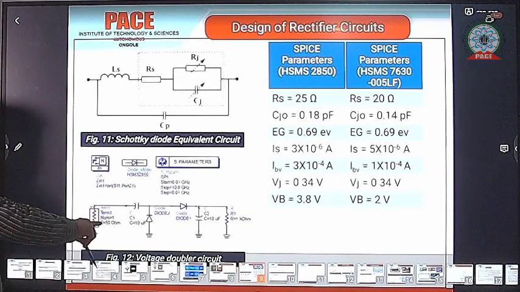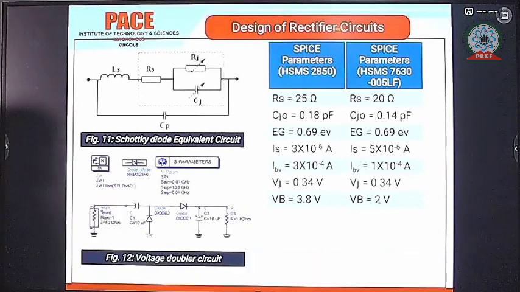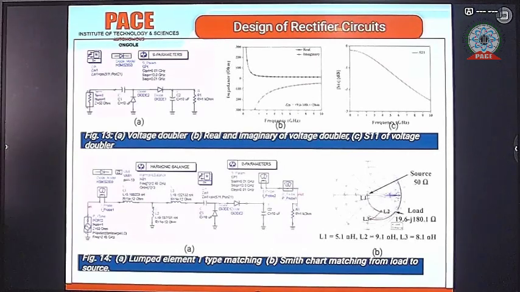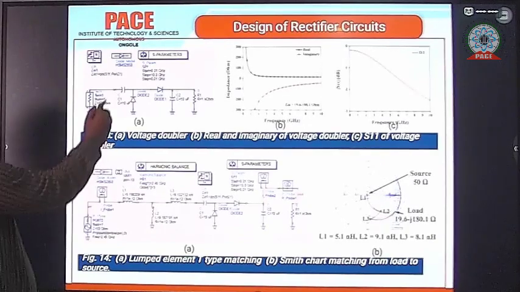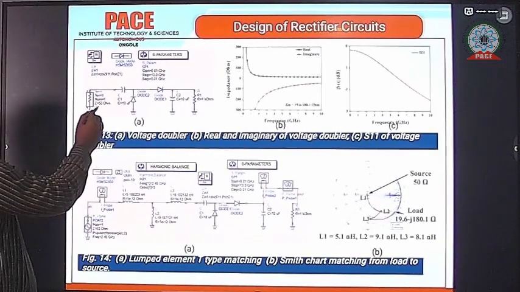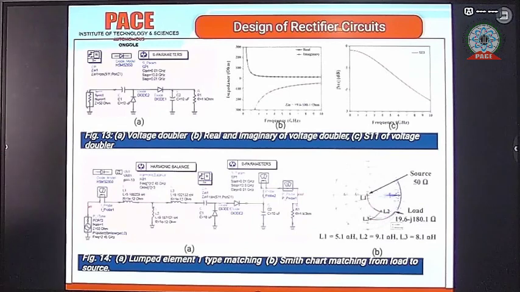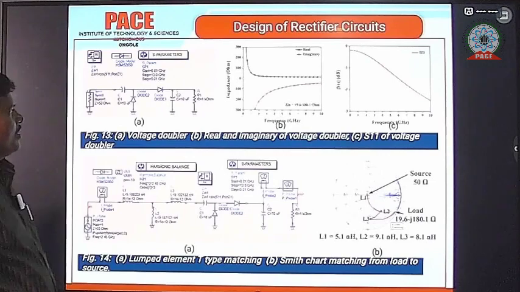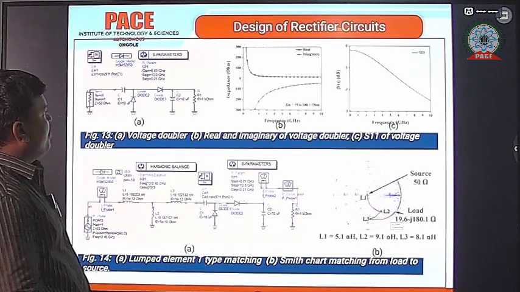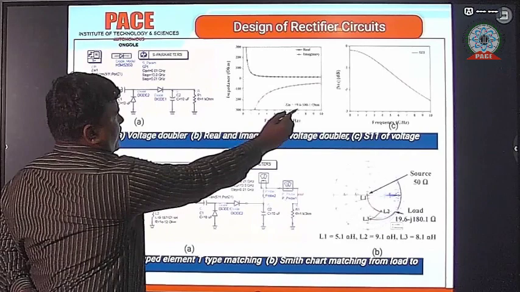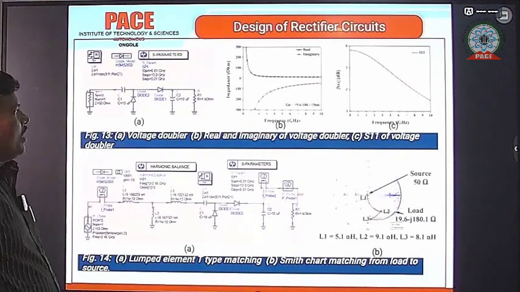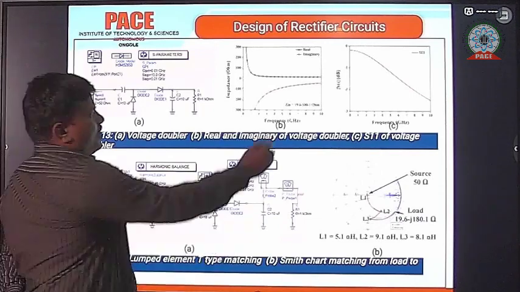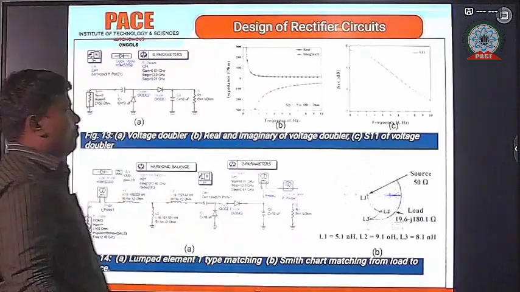Check this one. Here the diode used is the HSMS 2850. This is a voltage doubler circuit. This is the 50 ohms source, meaning the RF cable impedance is 50 ohms. If you consider the frequency response of this voltage doubler circuit, consider the real and imaginary parts. The impedance of the voltage doubler circuit is Zin equal to 19.6 minus j180.1 ohms. That means this is capacitive in nature: 19.6 is the resistive part, and minus 180.1 is the capacitive part.